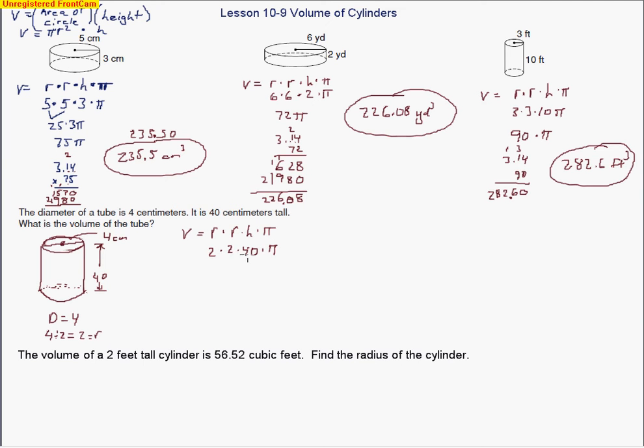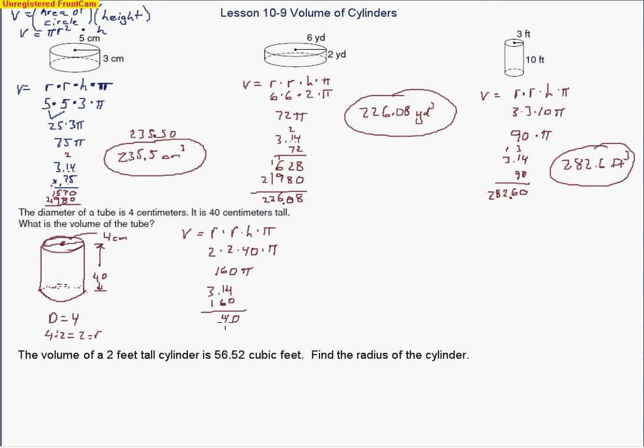That makes 4 times 4 makes 16. Carry up a 0. That makes 160 pi. That's the exact answer, but now we actually have to multiply it out. So 3.14 times 160. I'm going to add a 0 and then start doing the multiplying.